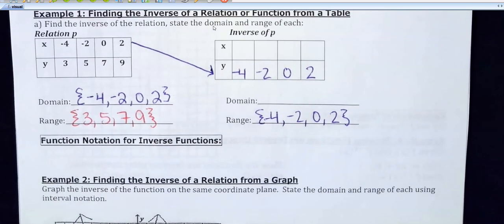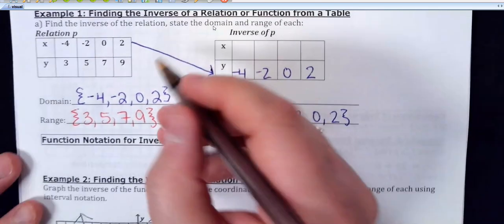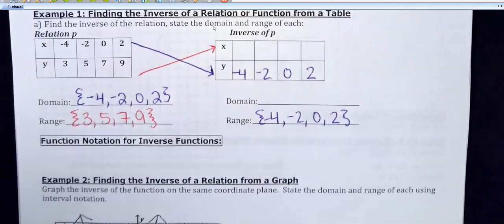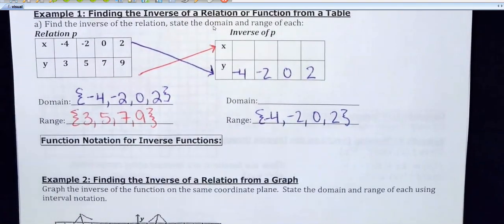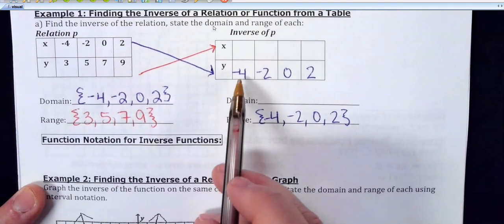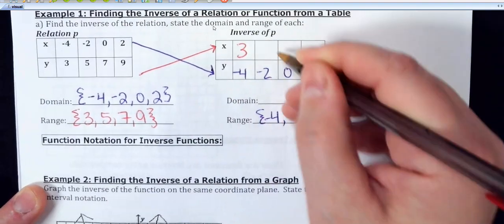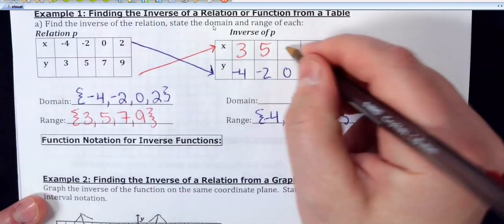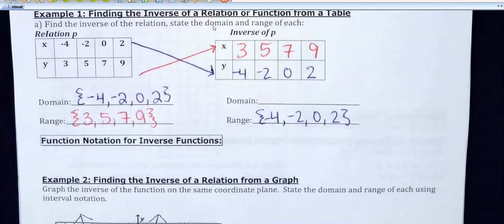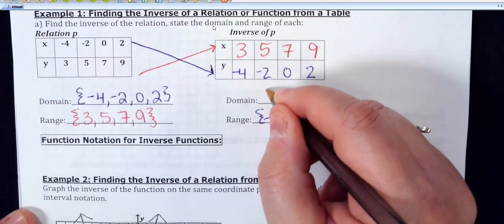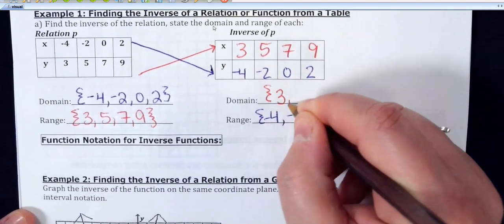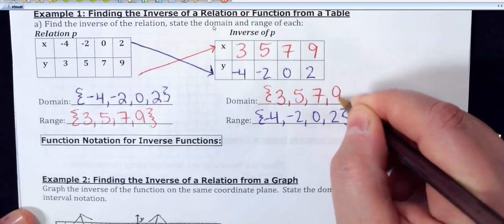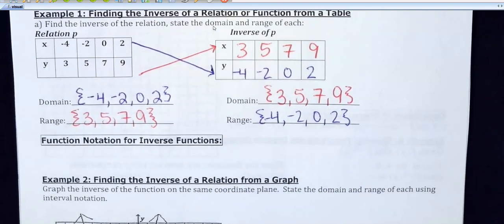Same thing, the range or the y values of the original become the domain or the x values of the inverse. You just have to make sure you match them up with the same values as the original table. So the -4 goes with the 3. The -2 goes with the 5, and on down the table. Just make sure you keep them in the same order so the points still go together, and just trading x and y. And the same thing here. The range of the original should be the domain of the inverse, and so I can just copy that right down. So this trades here, this trades here.